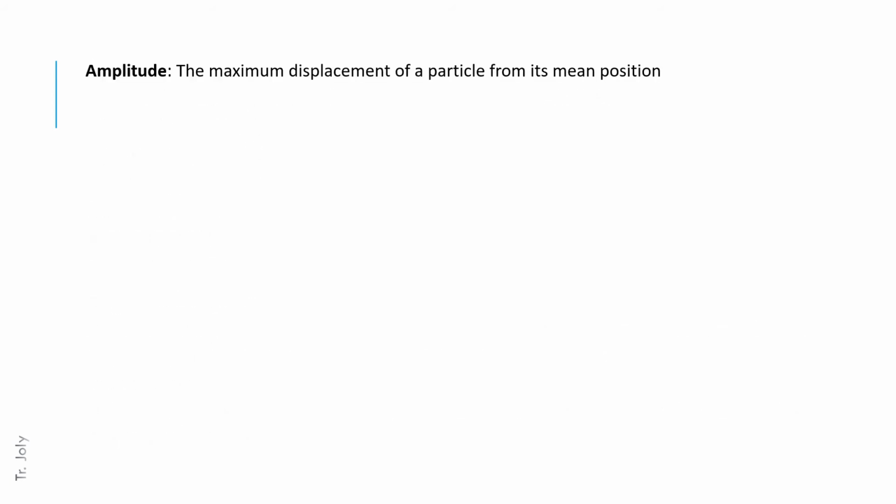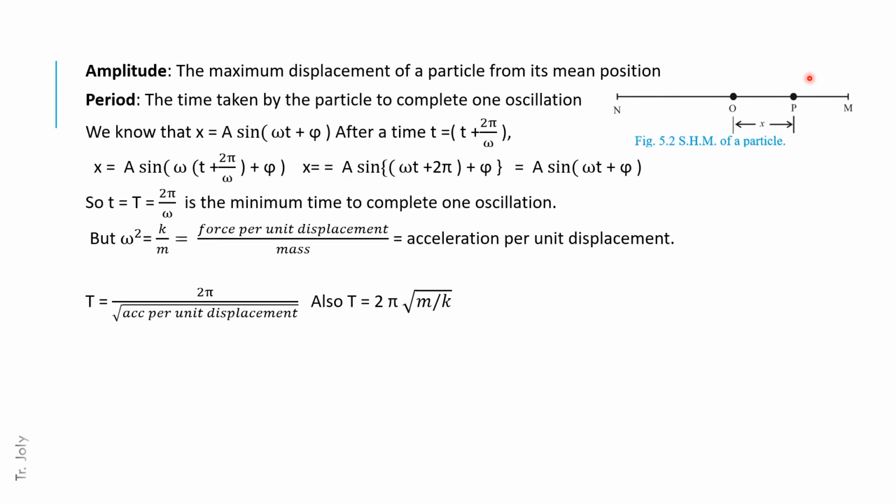Next we can see some definitions. What is meant by amplitude? You already studied this one. The maximum displacement of a particle from its mean position is known as amplitude. In this diagram, O is the mean position, M is the positive extreme position, N is the negative extreme position. So the distance ON or OM is known as amplitude.